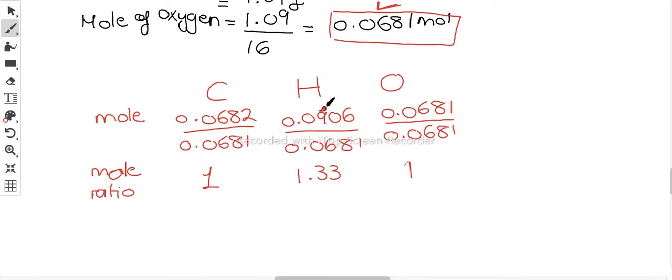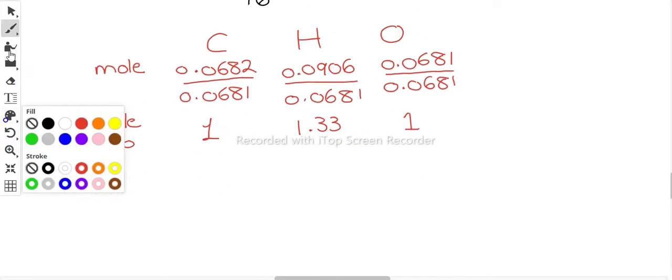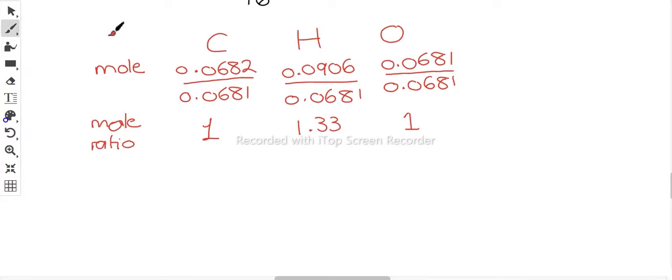If you remember, in my last lesson about empirical and molecular formulas, I told you that it's not allowed in this situation to round the 1.33. So we need to multiply the whole numbers by 3 in order to have a whole number for hydrogen instead of having it as a decimal. So this is a 3 and this is 4 and finally we have the 3.